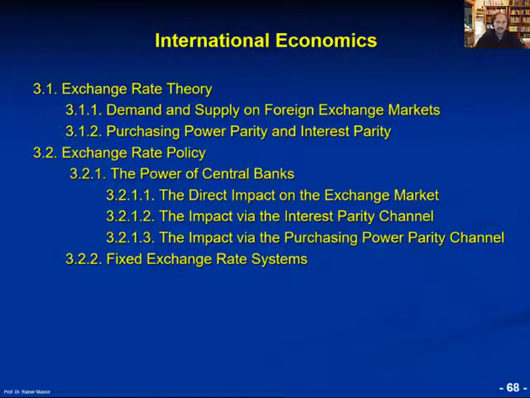Hello everybody. This is lesson 19 of the lecture International Economics. I will discuss slides 69 to 86 of chapter 3 Currency Politics. In this lesson we will analyze the functioning of fixed exchange rate systems based on the historical example of the so-called Bretton Woods system.